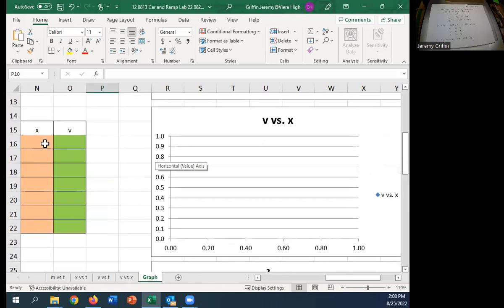So who had this last experiment, V versus X? Who was changing the distance and measuring that? All right, I'm going to take a quick trip around the room and see if I see any lab papers. V versus X.